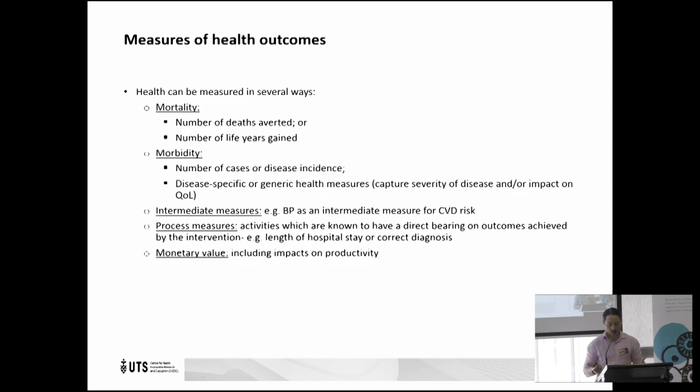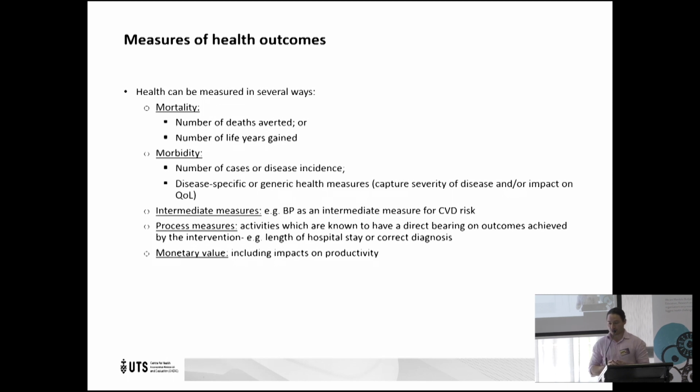There's also intermediate measures. Sometimes it's not possible to measure actual outcomes within a clinical trial, particularly for things like prevention, where we're investing to prevent things from happening. We can't really capture those outcomes. For example, blood pressure is known as an intermediate measure for risk of cardiovascular disease. So we might want to measure the impact of a blood pressure lowering drug as opposed to a case of cardiovascular disease.